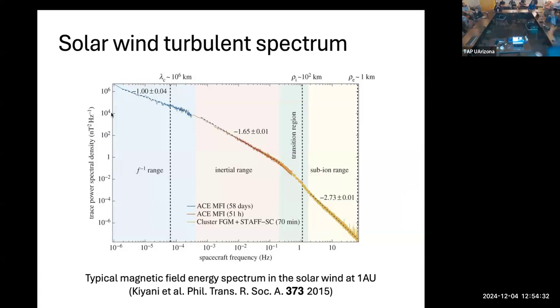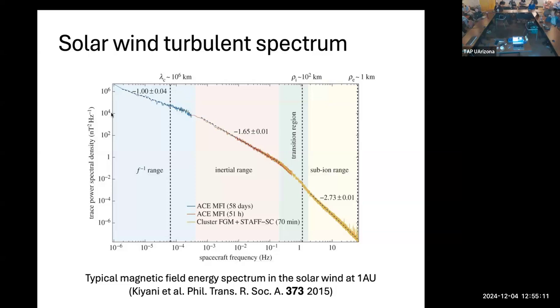And in support of this idea are the ubiquitous observations of fluctuations in the solar wind. And this is a beautiful example of the spectrum of magnetic field fluctuations at one astronomical unit. Generally, what we find is that there is a low frequency range, the one shaded in blue, that scales with the frequency as the frequency to the -1. This is referred to as the energy containing range, and people are still working to understand what's the origin of this specific slope here.